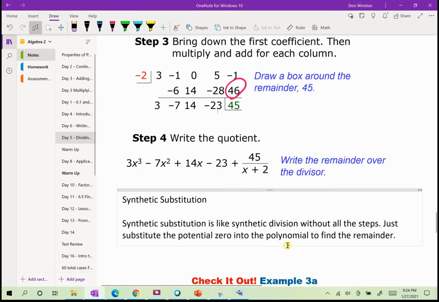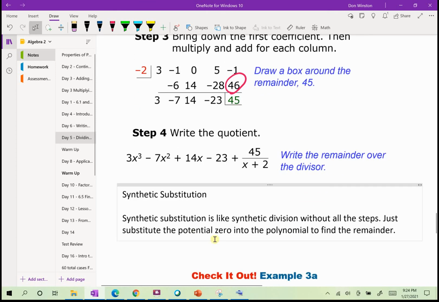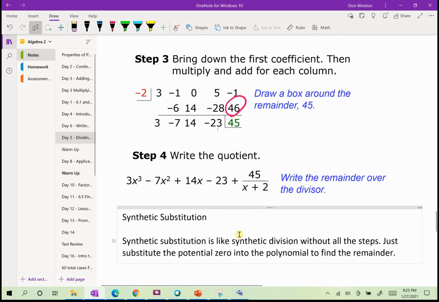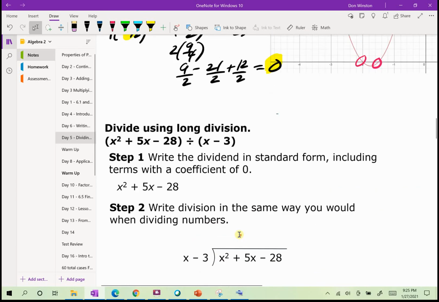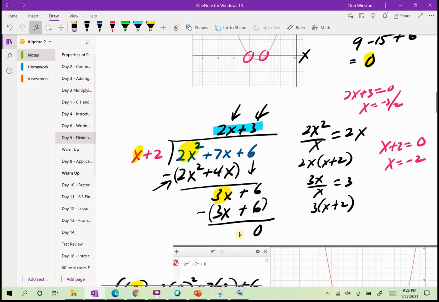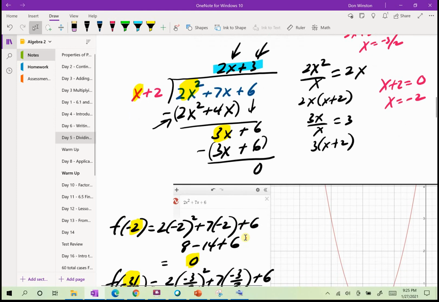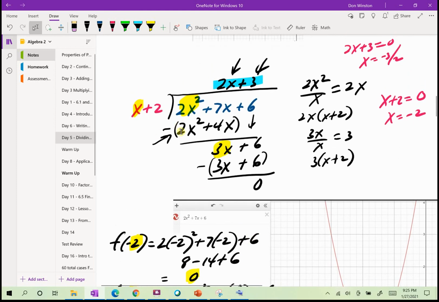Synthetic substitution is like synthetic division without all the steps. Just substitute the potential 0 into the polynomial to find the remainder. Okay, to find the remainder. And I kind of started that up here. If I go back up here, so for example, when I took 2x squared plus 7x plus 6 and I divided by x plus 2, I got a remainder of 0. Well, I could take the 0 for x plus 2, which is negative 2.